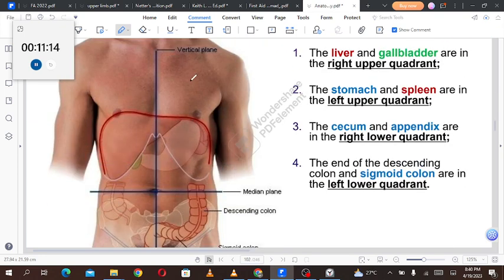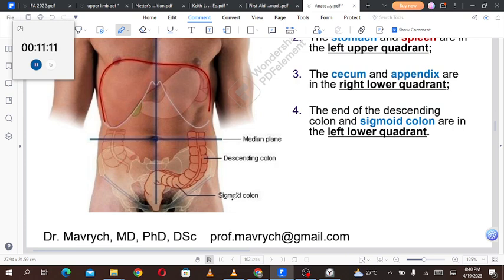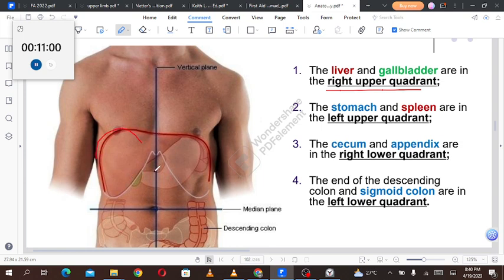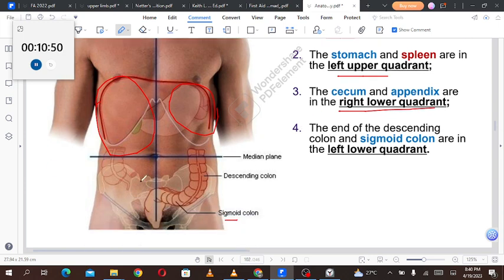Then we have the anterior abdominal wall over here. There's a vertical plane and the medial plane. There we have the descending colon and the sigmoid colon as well. So the liver and gallbladder are in the right upper quadrant of the anterior abdominal wall when we are palpating. The stomach and spleen are in the left upper quadrant. The cecum and appendix are in the right lower quadrant. They have divided the anterior abdominal wall into 4 quadrants, but normally we divide that into 9 regions. We'll see that later maybe. Okay, so the end of the descending colon and sigmoid colon are in the left lower quadrant, as you can see in this picture.